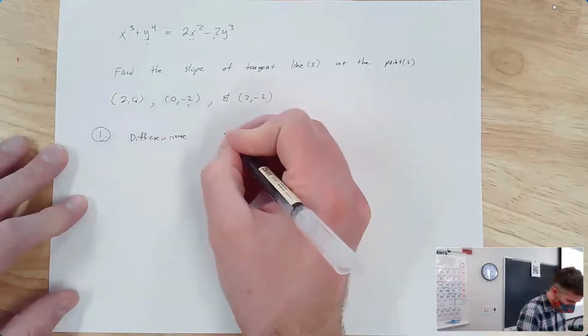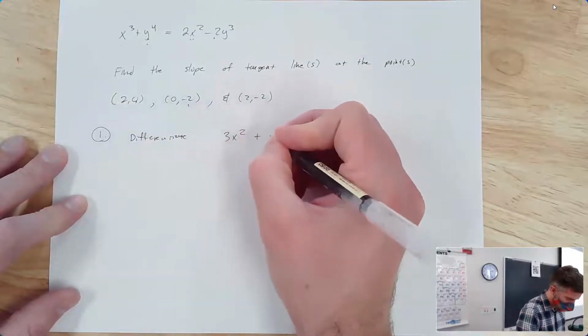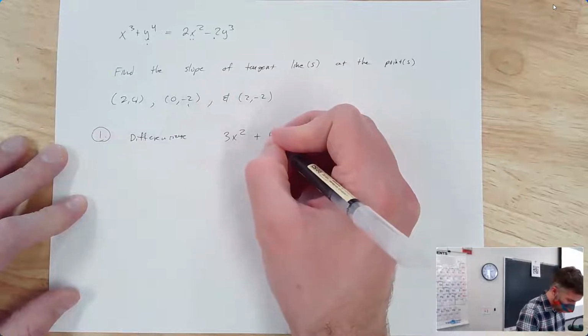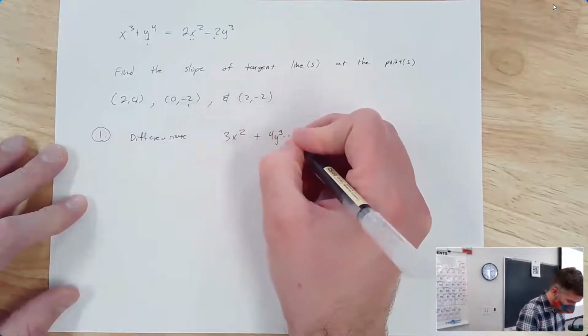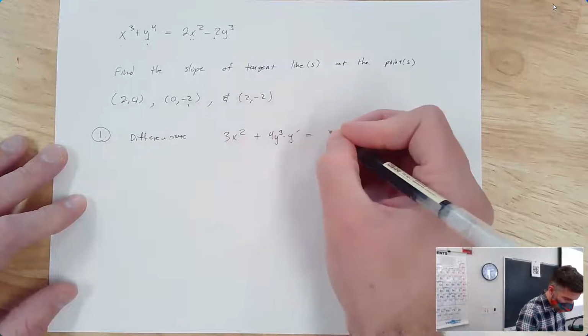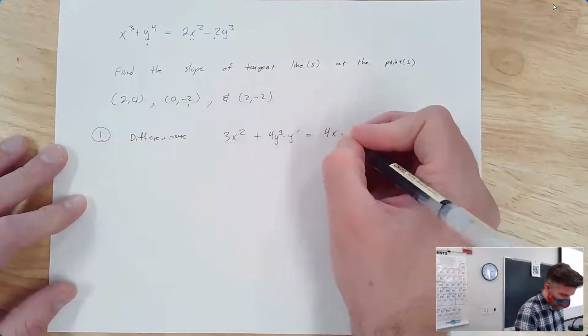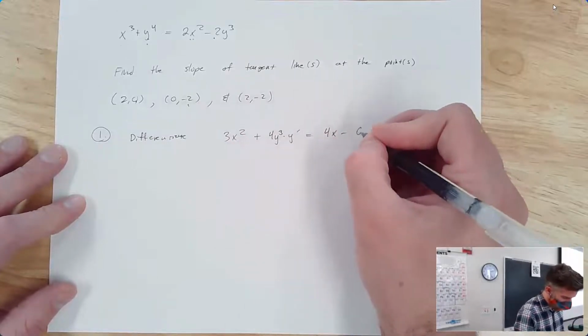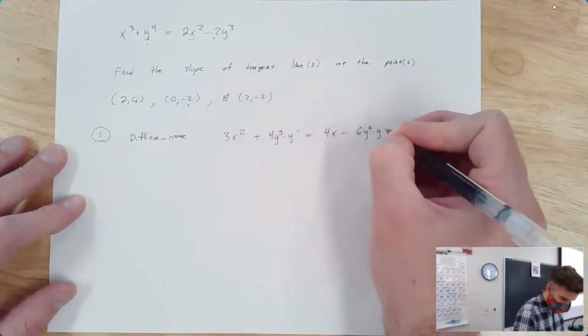So I'm going to get 3x squared plus the derivative of y to the fourth, which is 4 times y cubed, y prime, equal to 4x minus the derivative of 2y cubed, which is 6y squared times y prime.